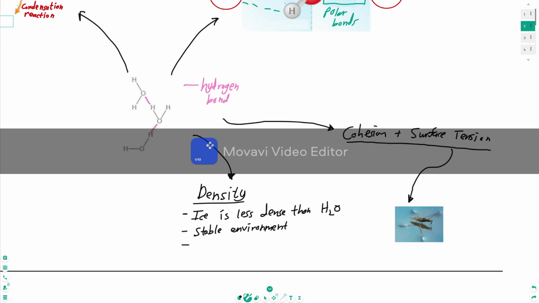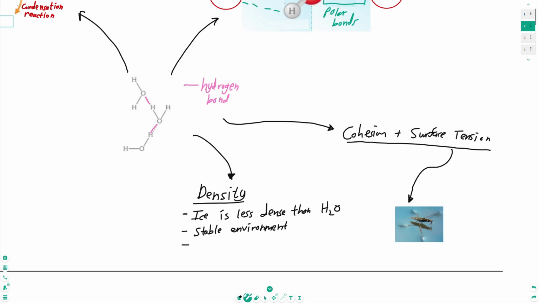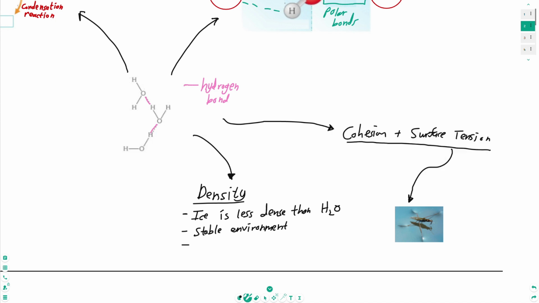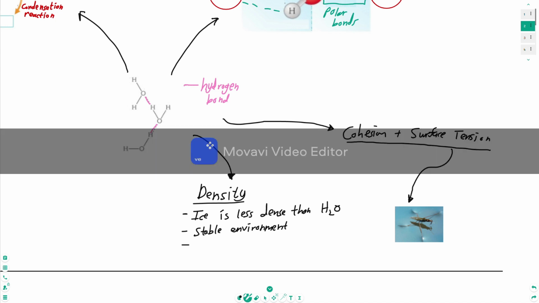So if you didn't get what I just said, basically if you have a frozen lake, with ice on top of a lake or a pond or a river, maybe even the sea, that ice helps insulate the water below and helps provide a nice environment for aquatic organisms to thrive or to survive in. If you didn't get that, then again look at page 52 of your textbook.